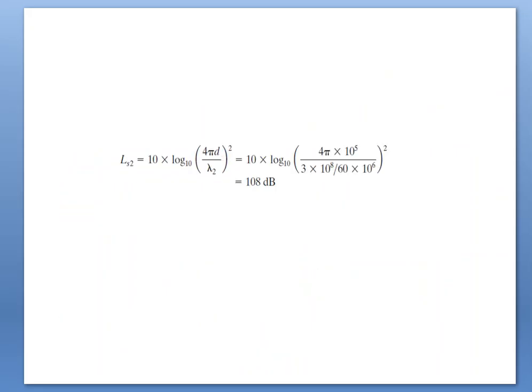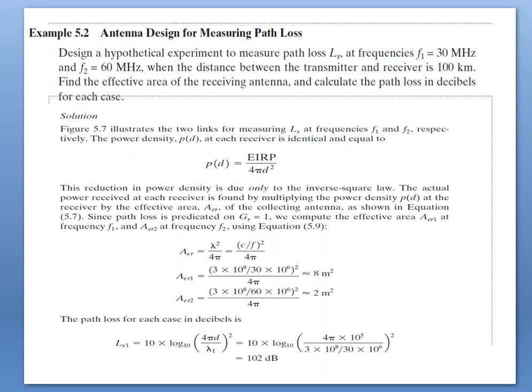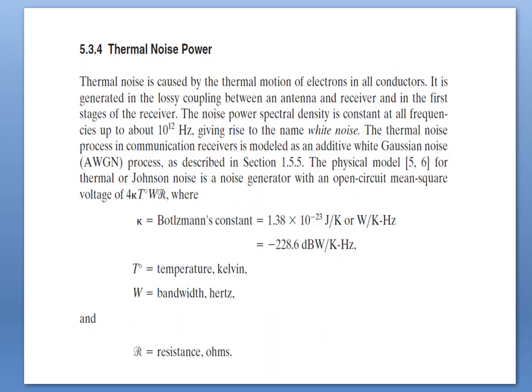In order to explain the particular analysis, we consider this example as a reference. Now we discuss thermal noise power. Thermal noise power is caused by the thermal motions of electrons in all conductors. It is generated by the lossy coupling between the antenna and receiver.